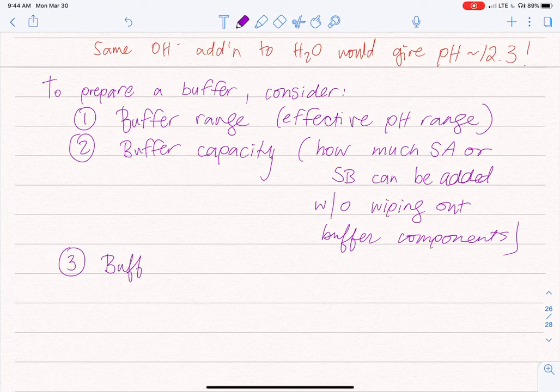And of course, the final consideration, which I believe I've mentioned in a previous lecture, is that the buffer must be inert, chemically inert, so that it doesn't produce undesirable side reactions.